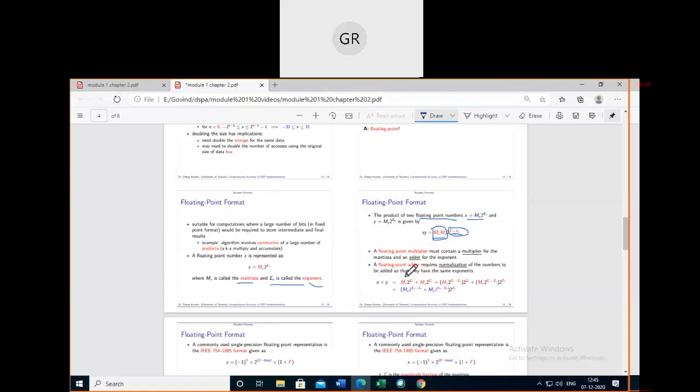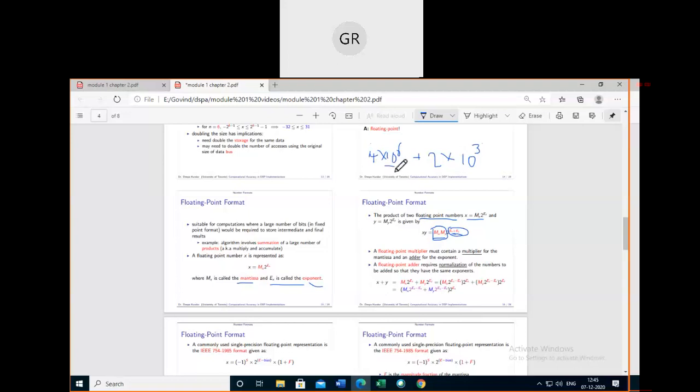Then a floating point adder requires normalization of the numbers to be added so that they have the same exponent. For example, 4 into 10 raised to 6 plus 2 into 10 raised to 3. What can we do here? Is it possible to add? No. Why is it not possible?